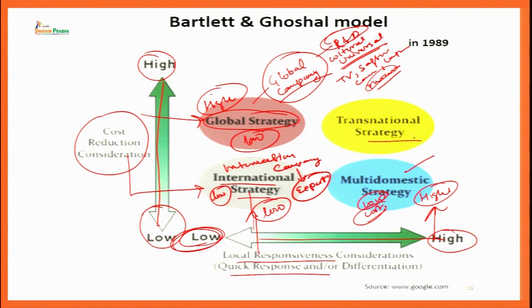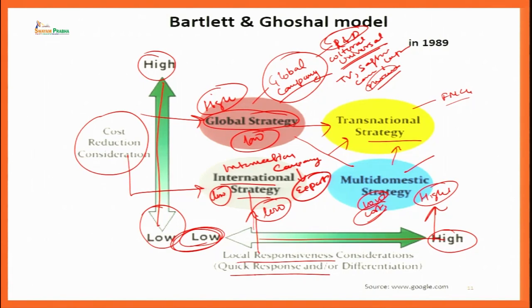Next, moving in the same line, is a transnational company. Transnational companies are those who try to have a blend of these two things together. They try to be multi-domestic also, and they try to be global strategists also. So these are companies having high local responsiveness pressure, and at the same time they have high cost reduction pressure. So they regionally try to land up with production; companies like FMCG products usually come here. They try to maintain the price, and equally they have to be very clear about the regional or the local requirement.